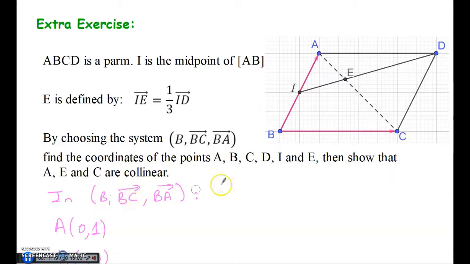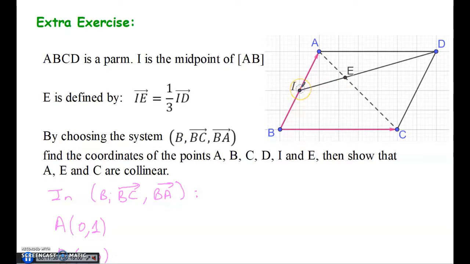Now, in the system B, BC, BA, B is the origin, so it's 0, 0. Of course, C is here, so here we have 1, 0. At A, we have 0, 1. At D, we have 1, 1. You can see this clearly because BD is equal to 1 BC plus 1 BA. So the X component is 1 and the Y component is 1.